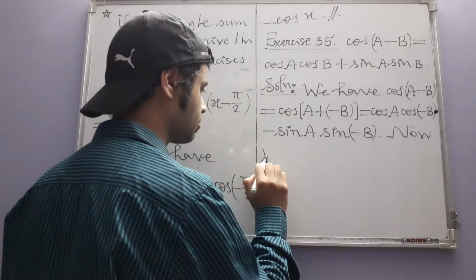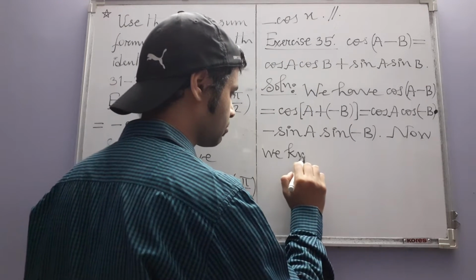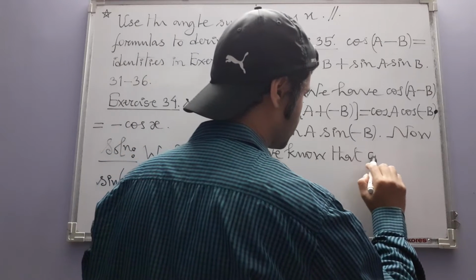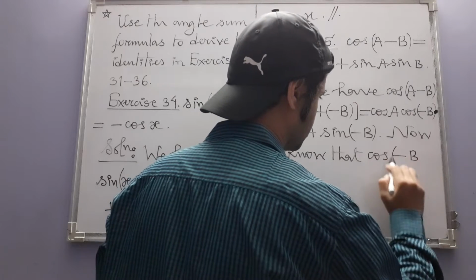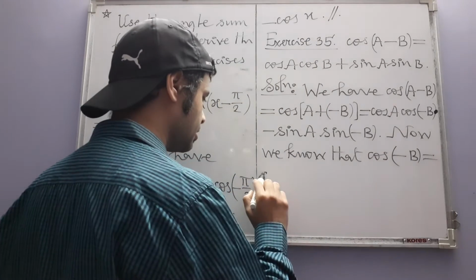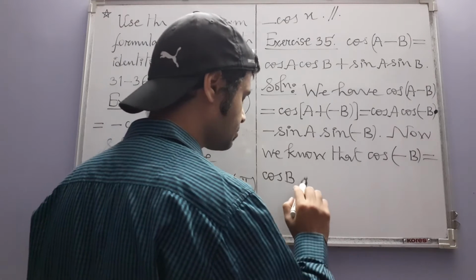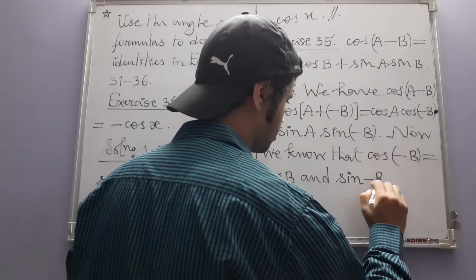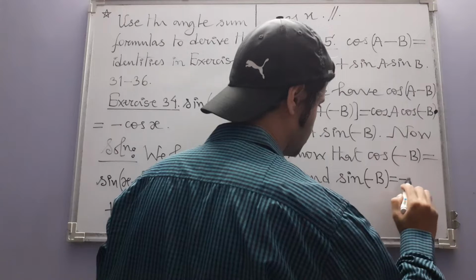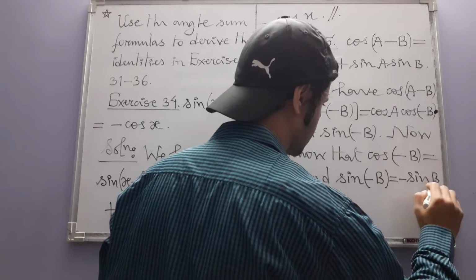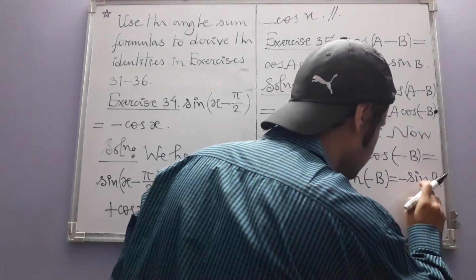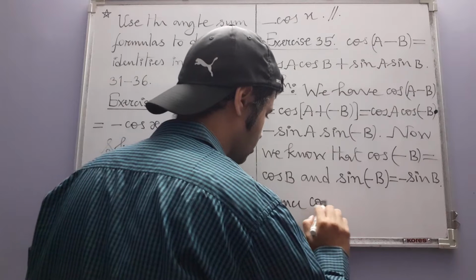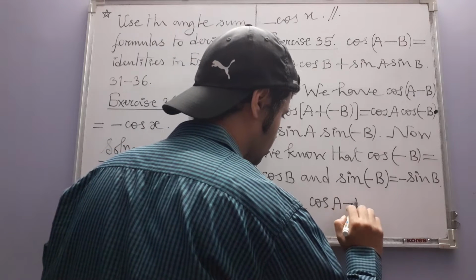Now we know that cosine of minus b is the same as cosine of b, and sine of minus b is minus of sine of b. Hence cos(a minus b).